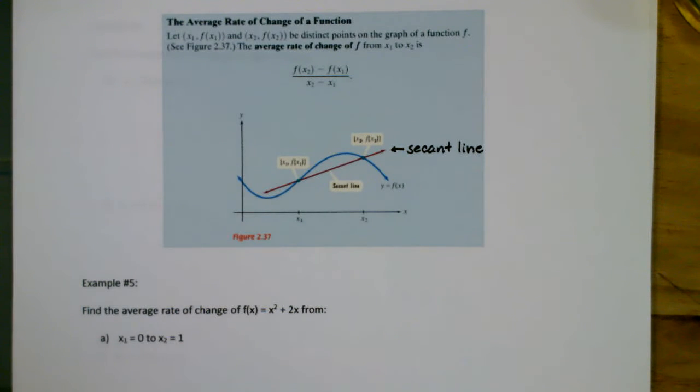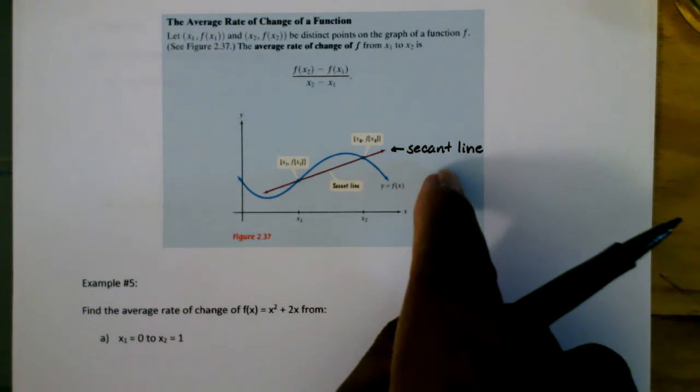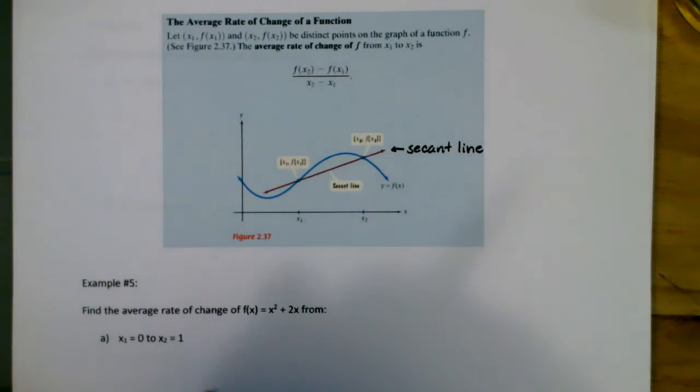And if you plan on taking calculus, you're going to see this word pop up, the secant line. And not only that, you're going to be required to find the equation of the secant line. All right, but here we're going to be looking for the average rate of change of a function. Here I'm going to let x1, f of x1 and x2, f of x2 be distinct points on the graph of a function f.